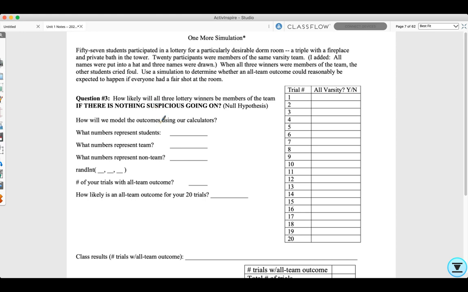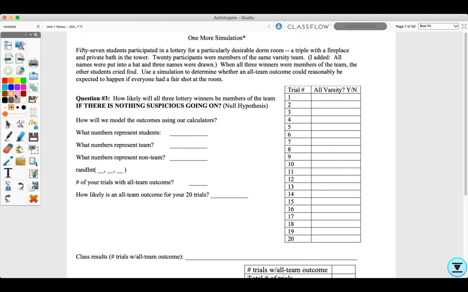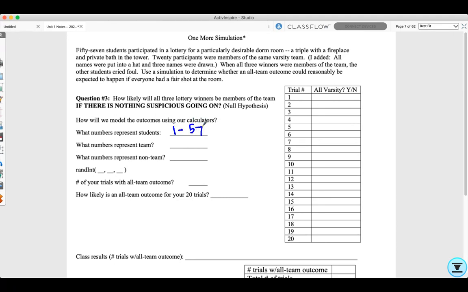We're going to use our calculators to get random digits, and I'll go through again what you put in your calculator. But what will the numbers represent? 1 through 57 is going to be my 57 participants, and will represent the students. The people on the team, since there are 20 people, would be 1 through 20. Therefore, 21 through 57 would represent not on the team.